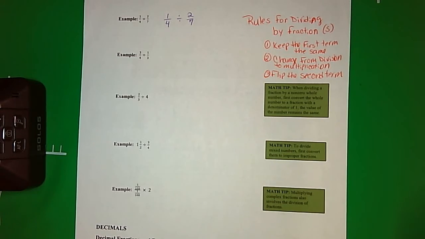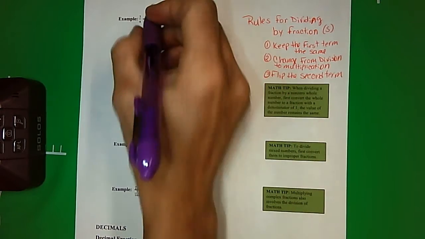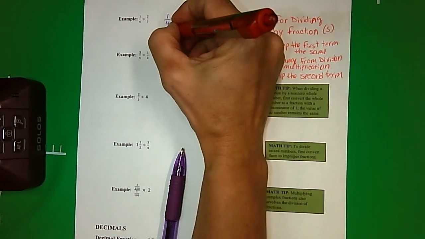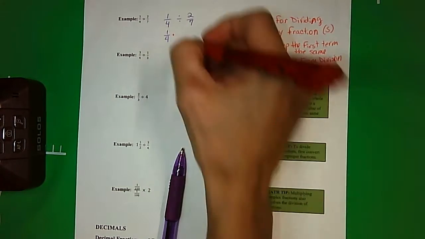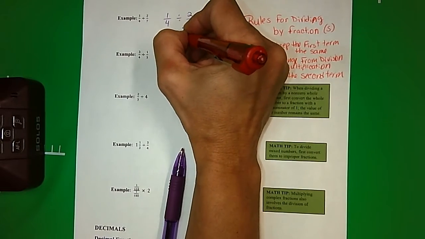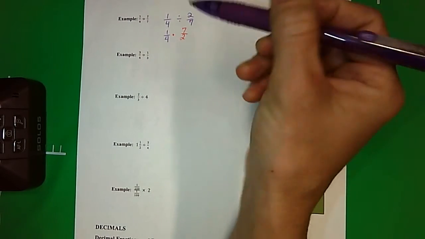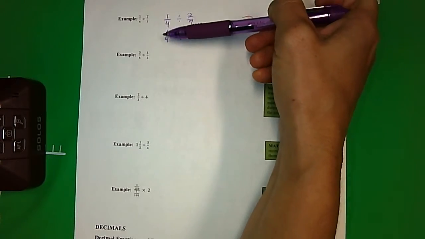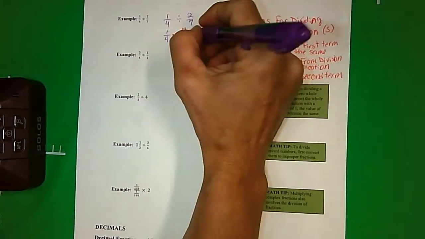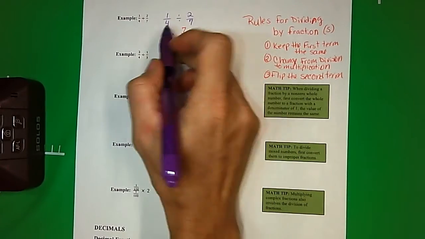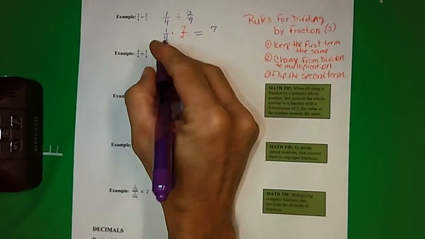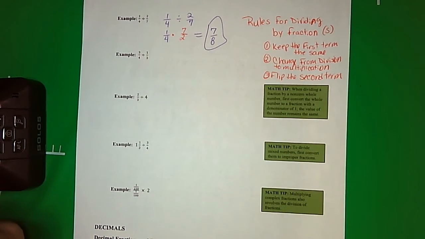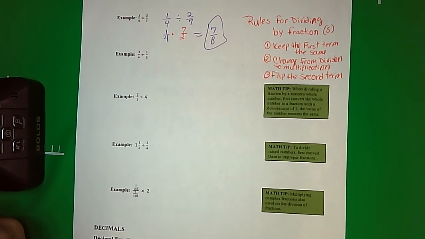Okay, so let's do this first one. I said we're going to keep the first term. This first one is 1/4. We're going to change from division to multiplication, and we're going to flip the second term. Now we got it taken care of. It's in multiplication. Now we ask ourselves, is there a number on top that reduces with a number on bottom? In this case, no. So we multiply straight across. 1 times 7, 4 times 2, and that's my answer, and it's in proper form.